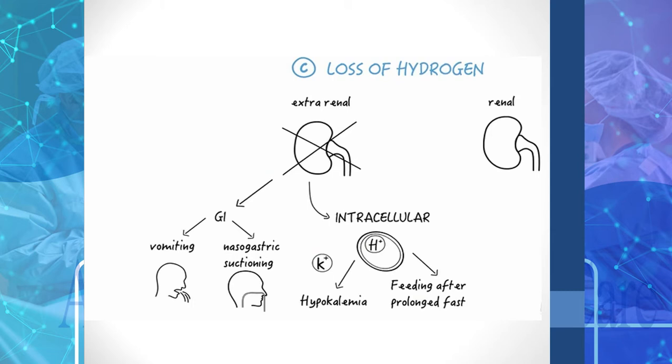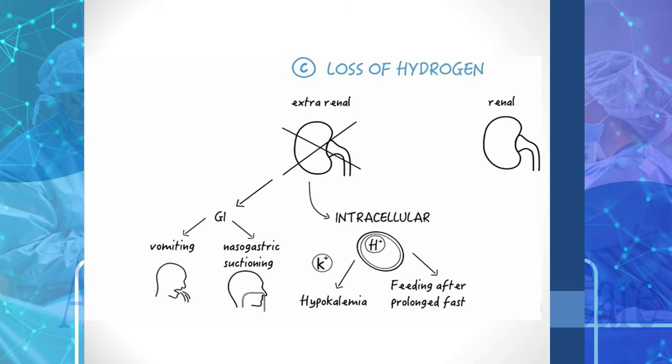There is another mechanism for the diuretic. Also loss of hydrogen ion. Loss of hydrogen ion through the GI or through intracellular shift, as is the case in hypokalemia or in feeding after prolonged fast. In hypokalemia, what occurs is the potassium will move because there is hypokalemia and there is reduction in the serum concentration of potassium.